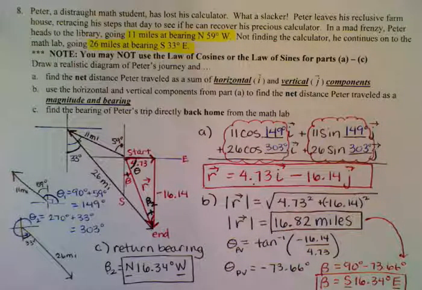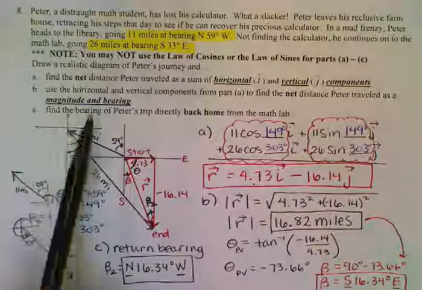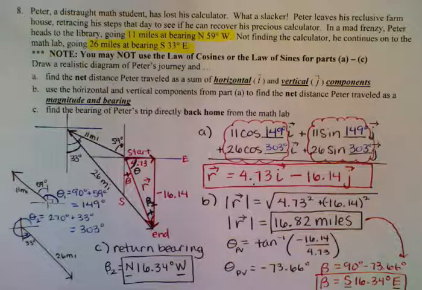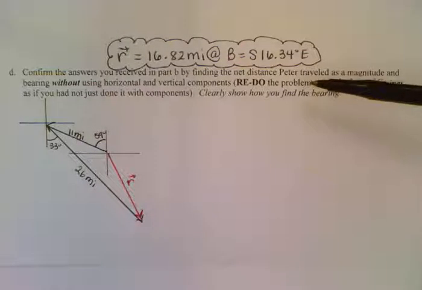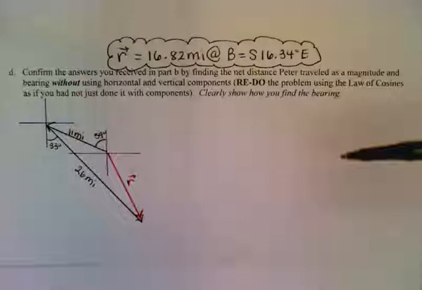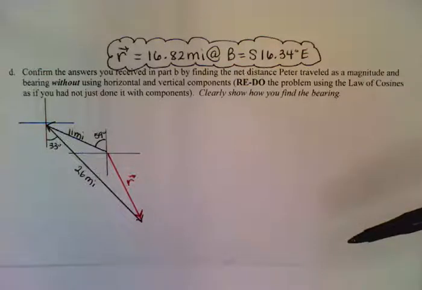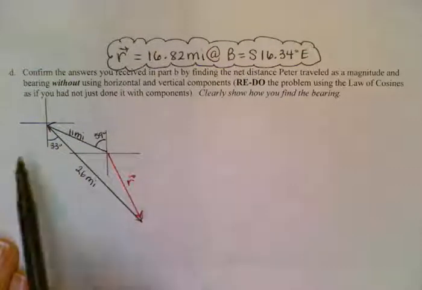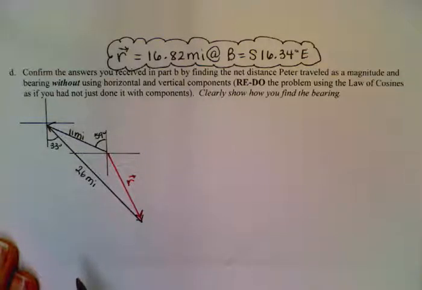Okay, so we were able to find all of the information about this resultant vector just using our horizontal and vertical components. In part D, it says basically to redo the problem. This time we can't use any of the horizontal and vertical component information that we did earlier. But now we're allowed to use the law of cosines. You don't have to redraw the diagram. If it's helpful, go for it.